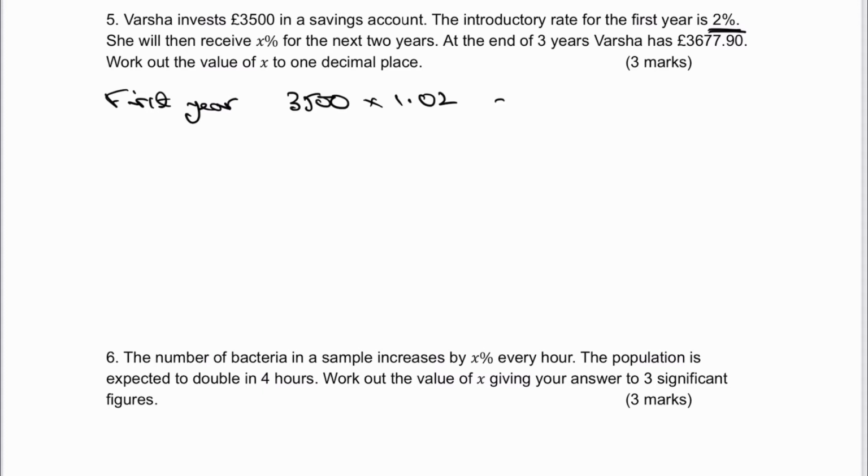102%. So at the end of the first year, she's got £3,570. And then basically the second and third years, okay, so what we're looking at is saying, well, actually, at the end of 3 years, Varsha has £3,677.90 as per the question.